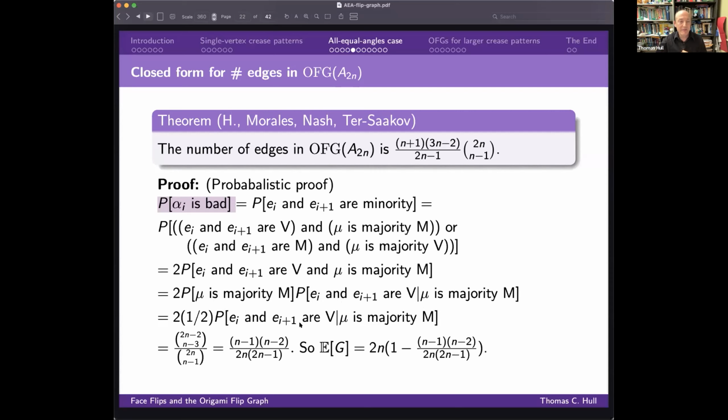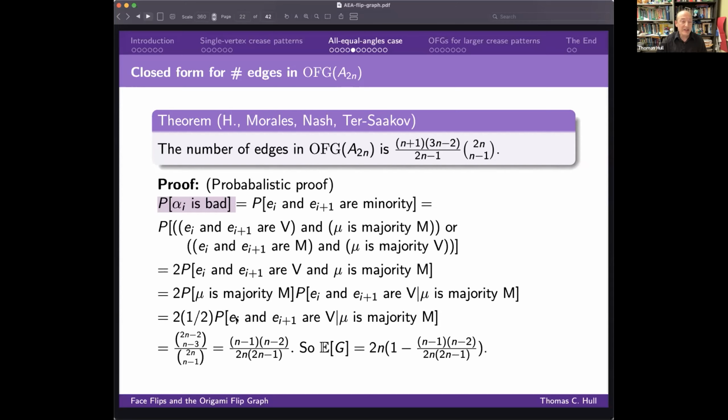The probability of an event given some other event is just the size of the event intersection over the size of the given event, which is in the denominator. So how many mountain valley assignments are majority mountain? Well, 2n choose n minus 1. That's how many mountain valley assignments are majority mountain, so that goes in the denominator.